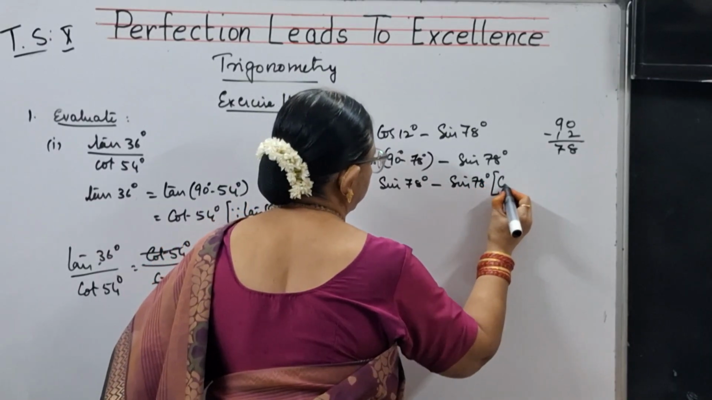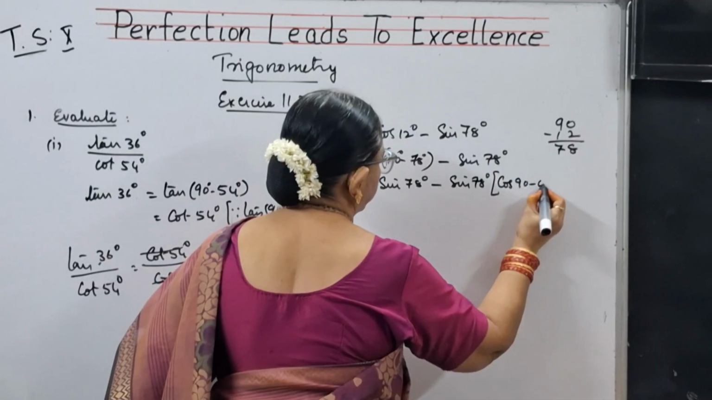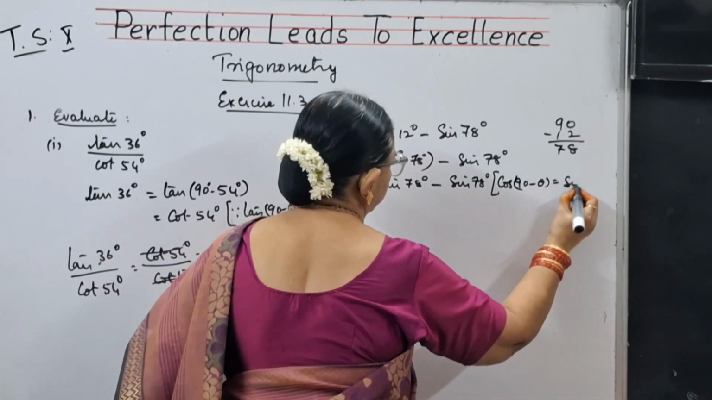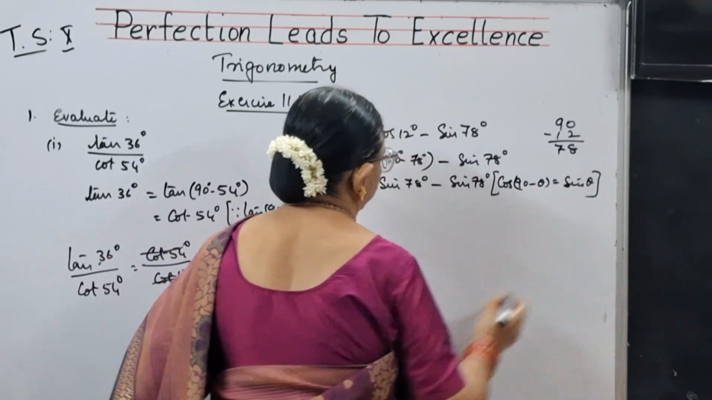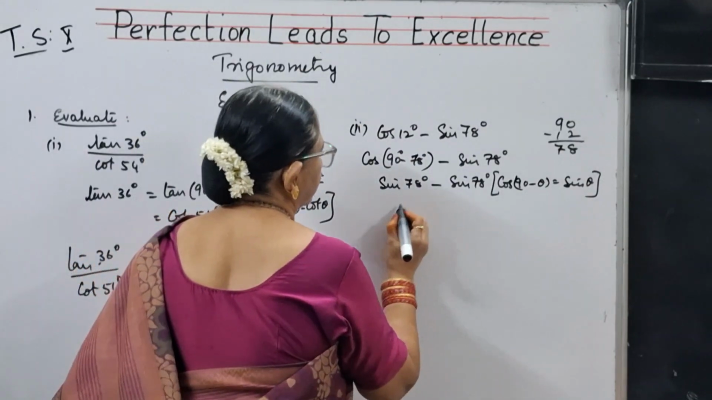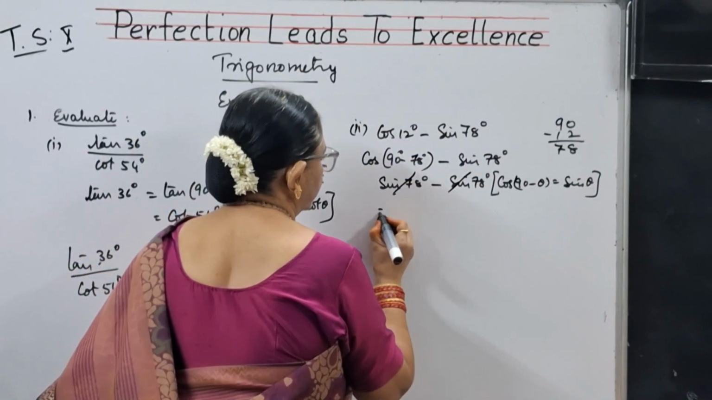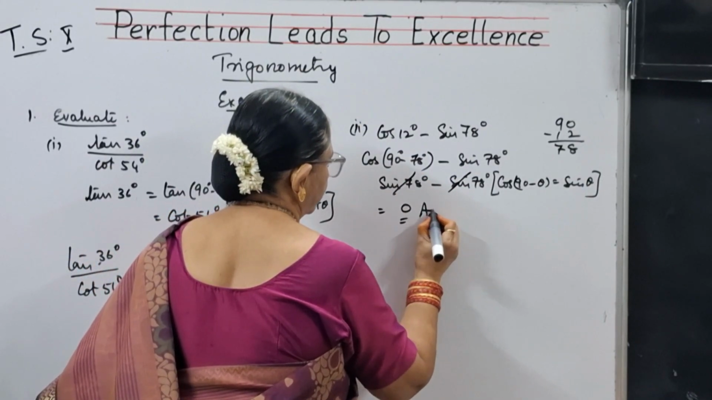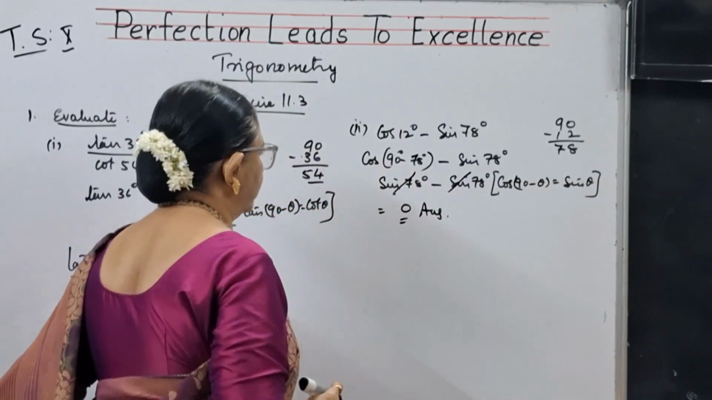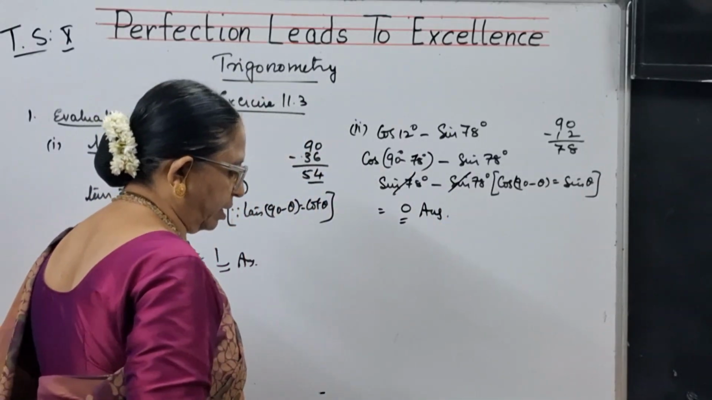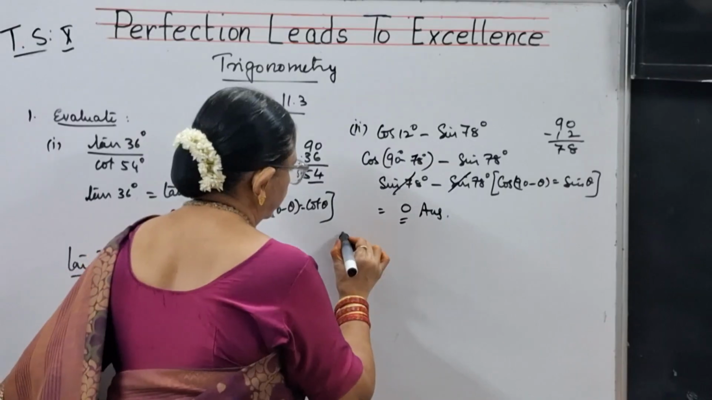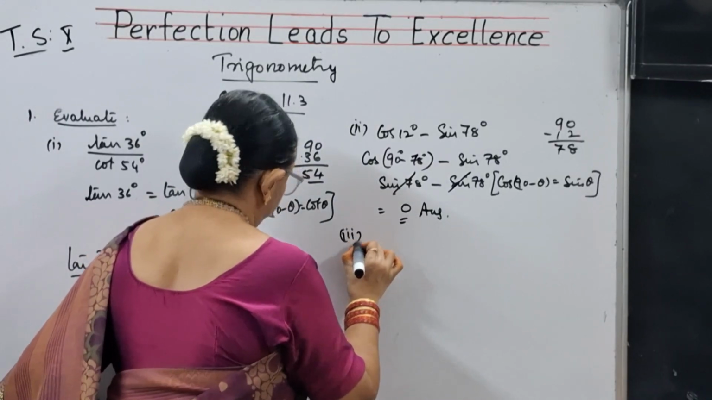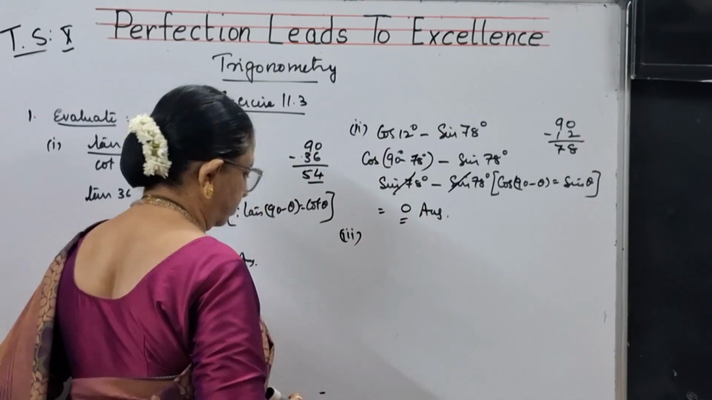The reason you will be writing it is cos 90 minus theta is equal to sine theta. This is what you have utilized here. So these two will get cancelled. 0 is the answer. This is second bit, children. Now third bit. What is the third bit?